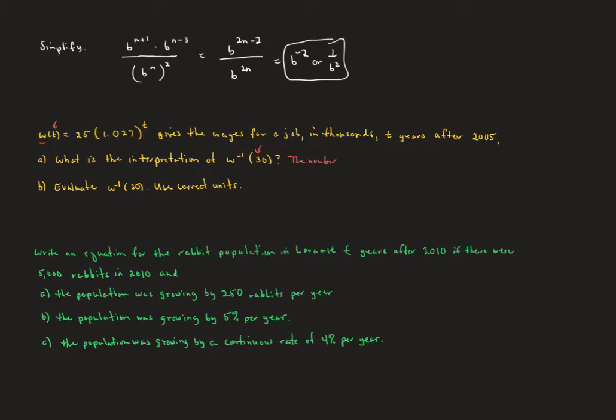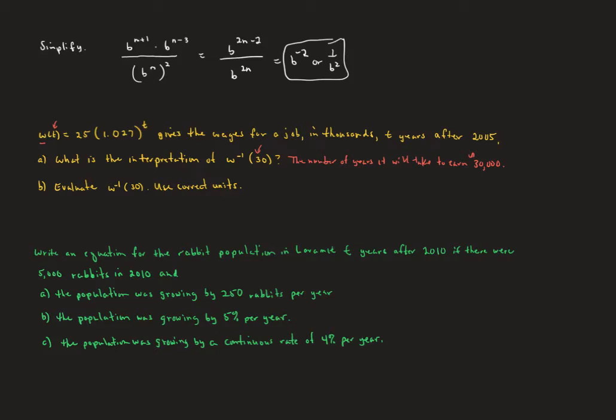So the interpretation of W inverse of 30 is that it will be the number of years until, so it's going to be that time value, the number of years it will take for this wage earner to earn $30,000 in a year, for his wages to reach $30,000.